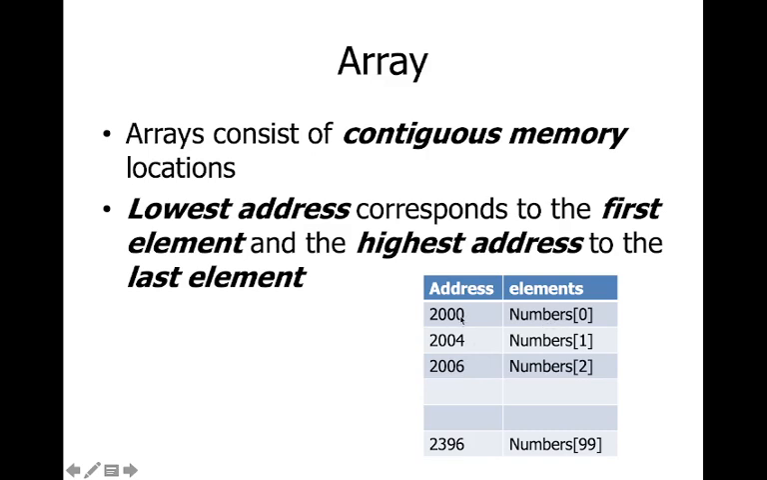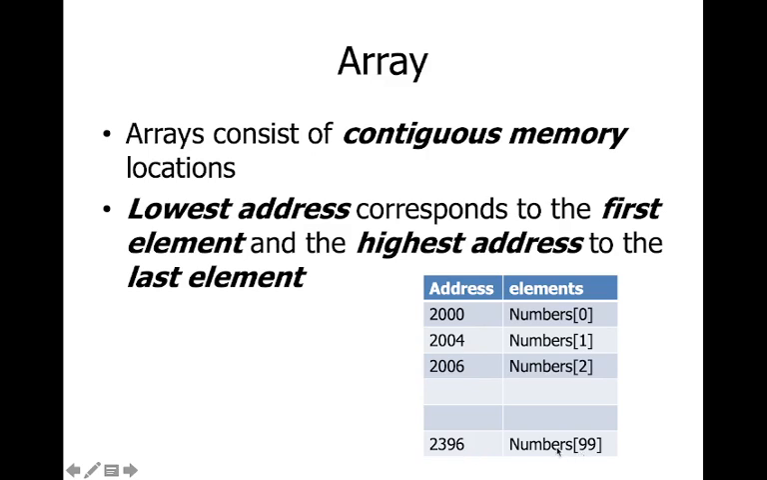Numbers of 0 will use bytes 0, 1, 2, 3. Bytes 4, 5, 6, 7 will be used by numbers of 1. Bytes 8, 9, 10, 11 will be used by numbers of 2, like that. The next will be at offset 12, then 16, like that. The last will be at 2396 because each uses 4 bytes. So this is known as contiguous memory location. Contiguous means continuous memory location. 2000, 2004, 2008, 2012, 2016, like that it will go on, and the last element will be at 2396.